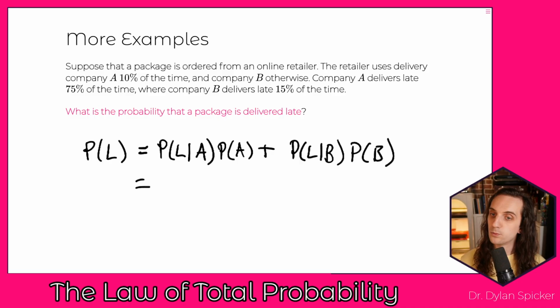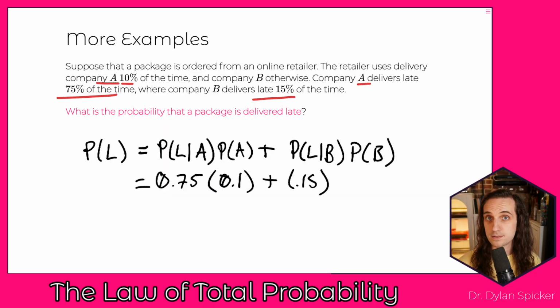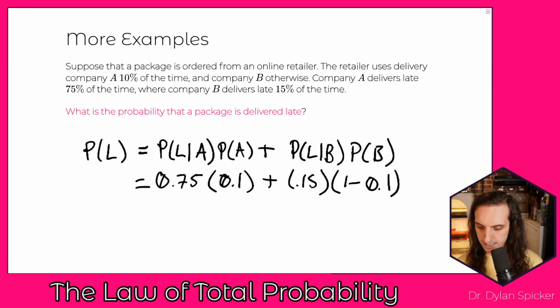And then the nice part is we actually know all of these different terms, right? So we say that the probability that A sends the package is 10% of the time. And if A sends the package, then it's late 75% of the time. So that's 0.75 times 0.1, plus, right? If B sends the package, it's going to be late 15% of the time, so that's 0.15. And then how much does B send the package? Well, they send everything that A doesn't, so that's 1 minus 0.1. Right? And then we could fill this in on our calculator here.